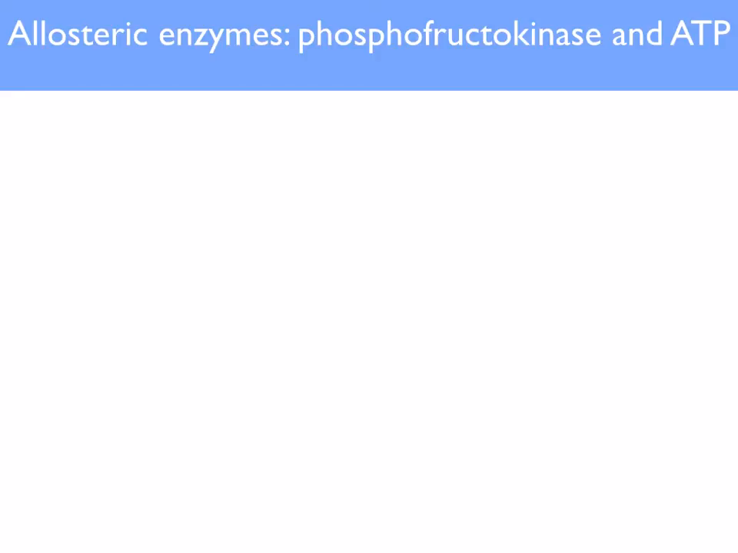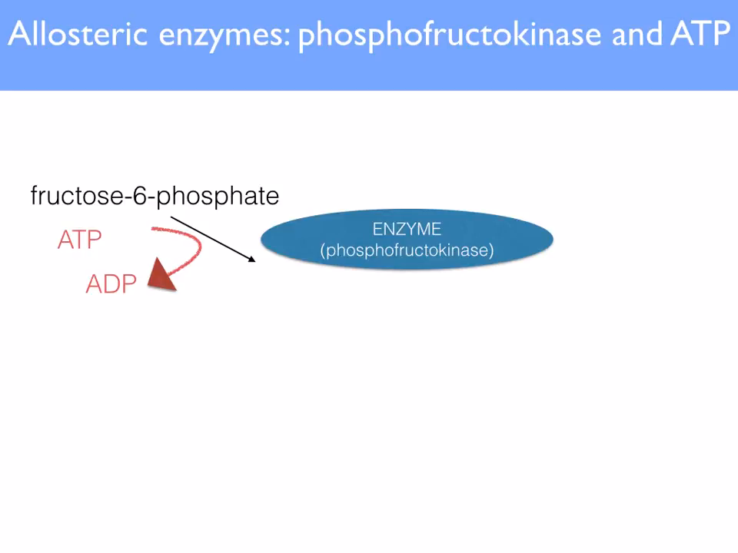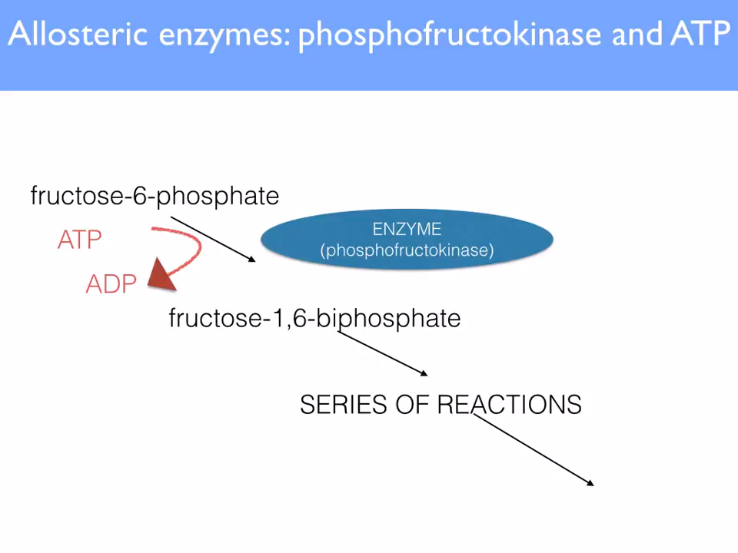Let's have a look at allosteric enzymes in terms of phosphofructokinase. This is an example of end product inhibition. Fructose 6-phosphate is a molecule that you find in the beginning of respiration. There's an enzyme called phosphofructokinase that converts fructose 6-phosphate into fructose 1,6-biphosphate. How it does this is it uses a phosphate from ATP and converts it into fructose 1,6-biphosphate. This undergoes a series of reactions until you have got the end product ATP.